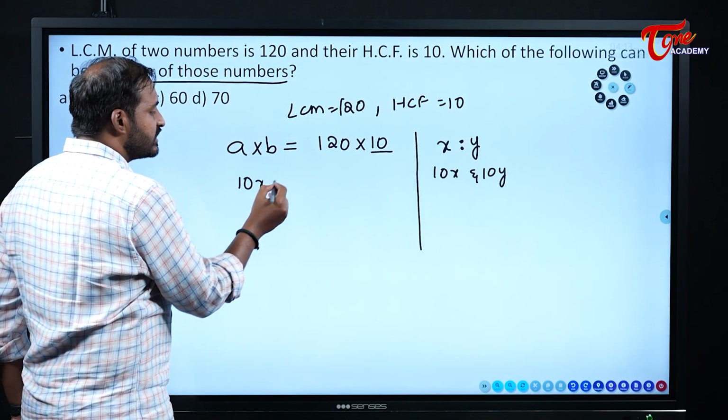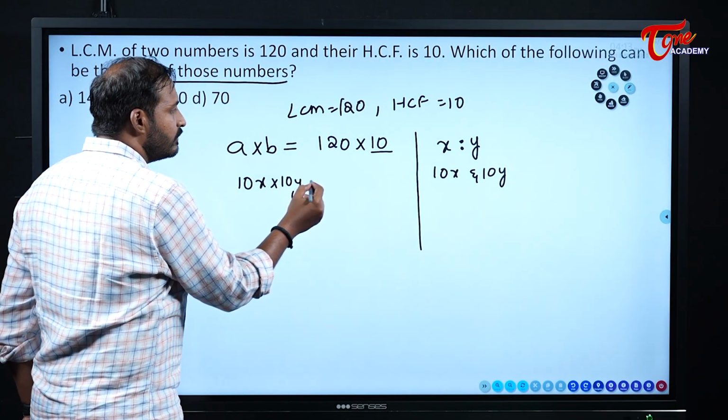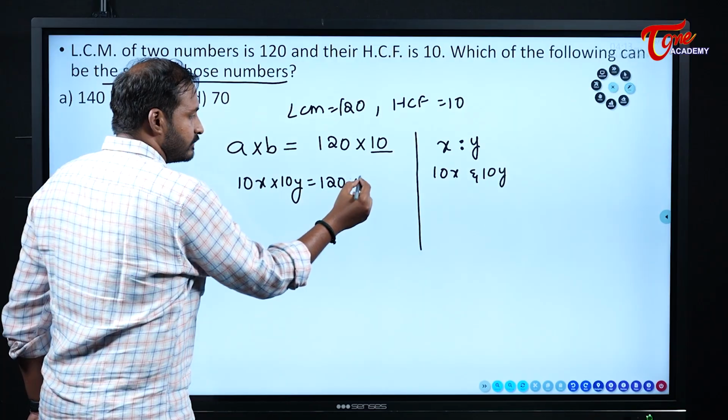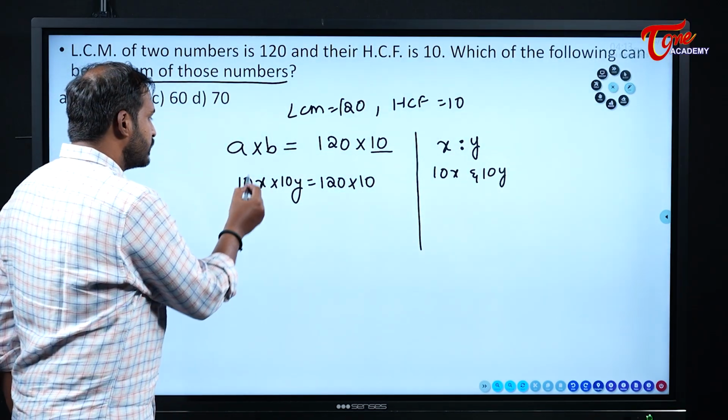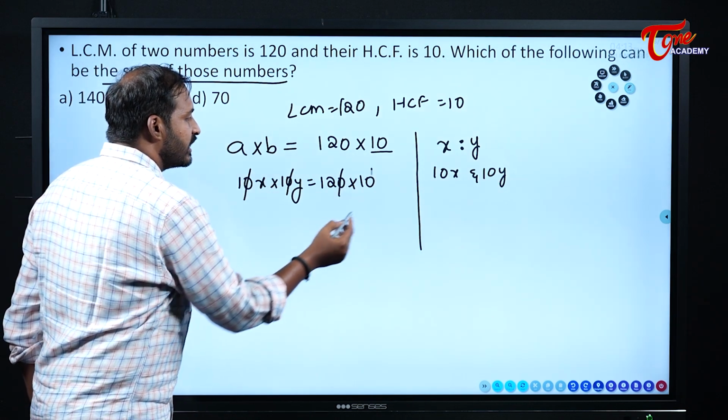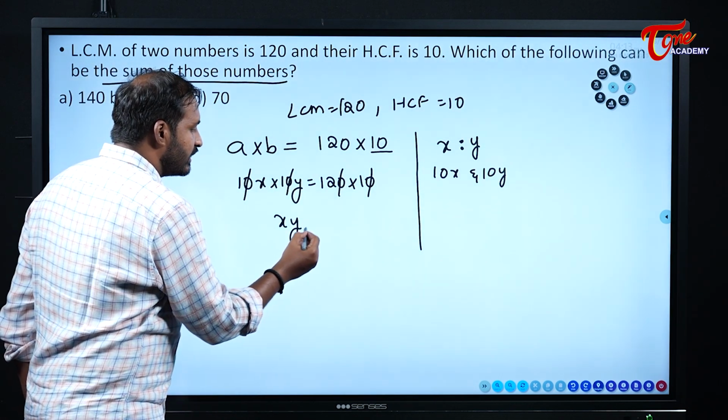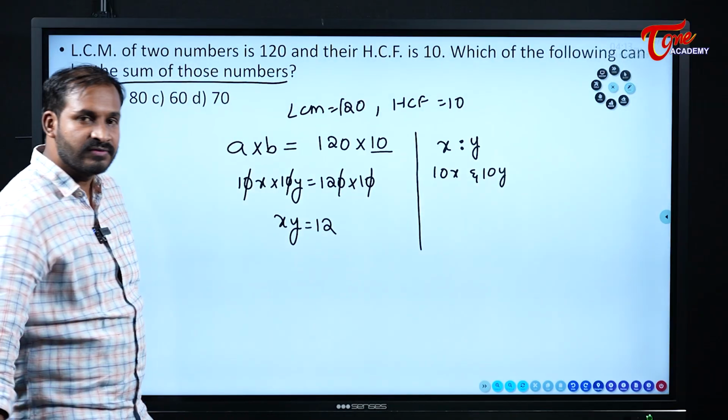So what happens to this? 10x into 10y is equal to 120 into 10. Right? Product of two numbers is equal to product of their LCM and HCF. So the zeros get cancelled. So xy is equal to what I will get? 12.